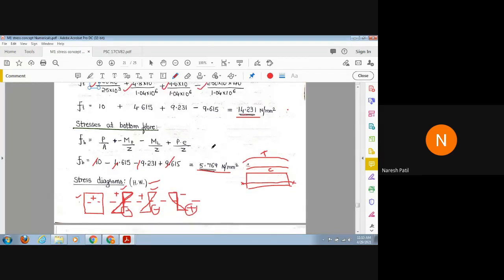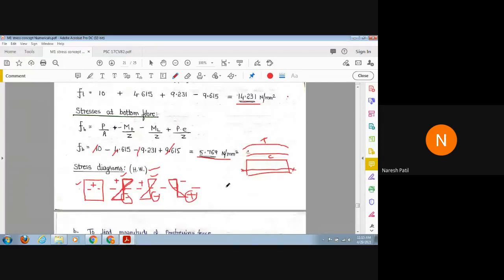Now after drawing the final stress distribution diagram, you have to understand how to draw. First draw the vertical line. Both are positive, so positive means right hand side. At top we have 14.23. At bottom we have 5.7. Now you draw this. So this is the final with positive sign. This is the final stress distribution diagram.